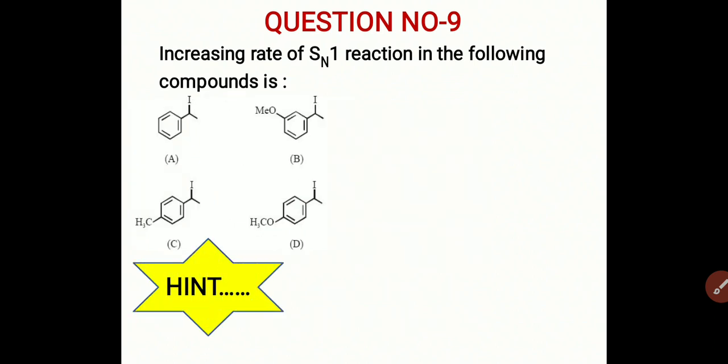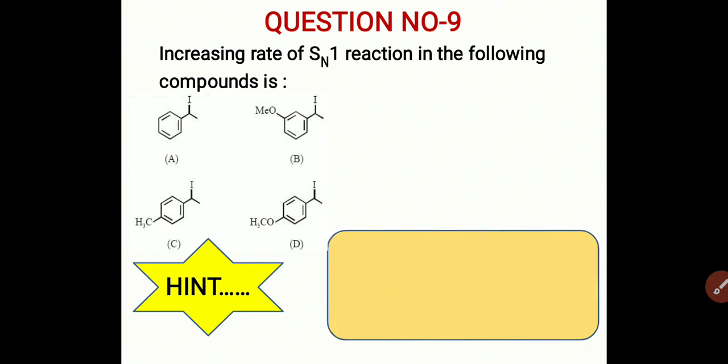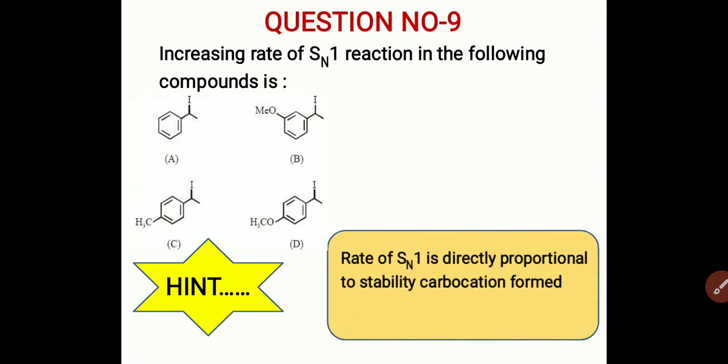Then what is the hint for this question? Once again, SN1 means two-step reaction. The first step undergoes transition, that is the carbocation formation. If the carbocation is more stable, then the reaction will happen very easily, so the rate will be more. Now, carbocation is formed. So the rate of SN1 reaction is directly proportional to the stability of the carbocation formed.